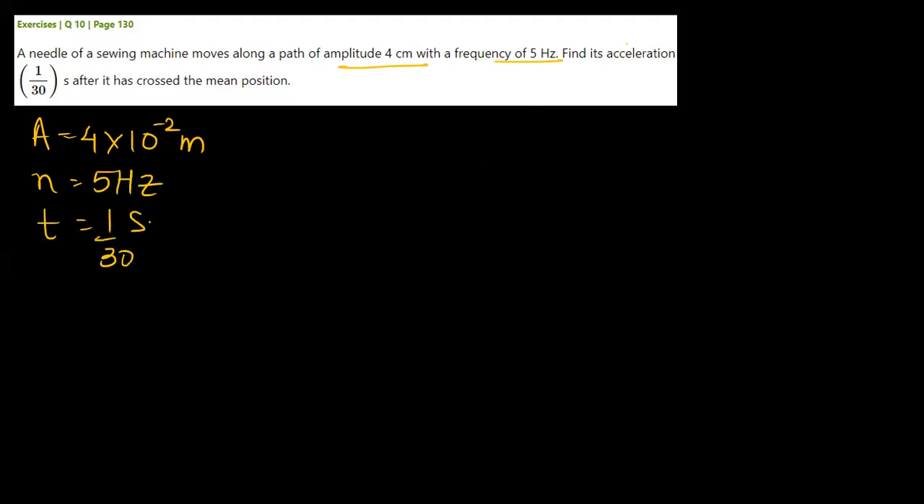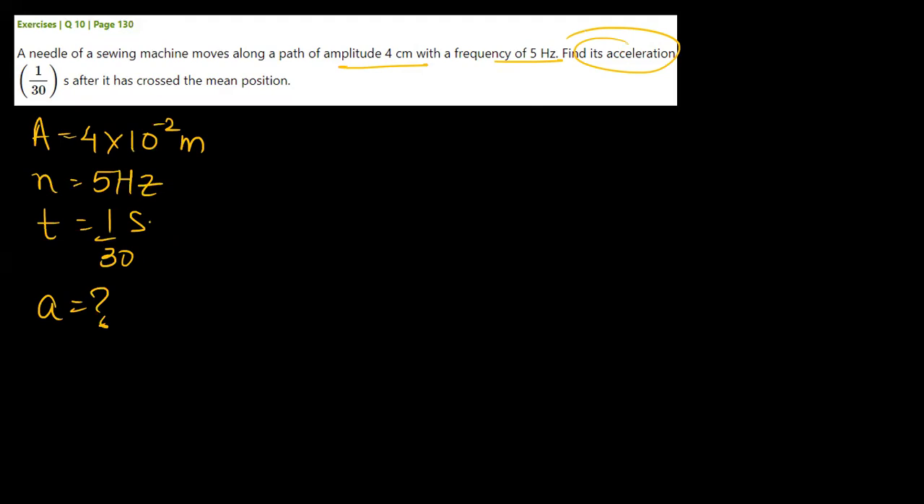Next, we have a needle of a sewing machine that moves along a path. The amplitude is given to us as 4 centimeter, that is 4 into 10 raised to minus 2 meter, with the frequency n given as 5 hertz. Then time is given as 1 by 30 second. The question asks: find the acceleration 1 by 30 second after it has crossed the mean position.